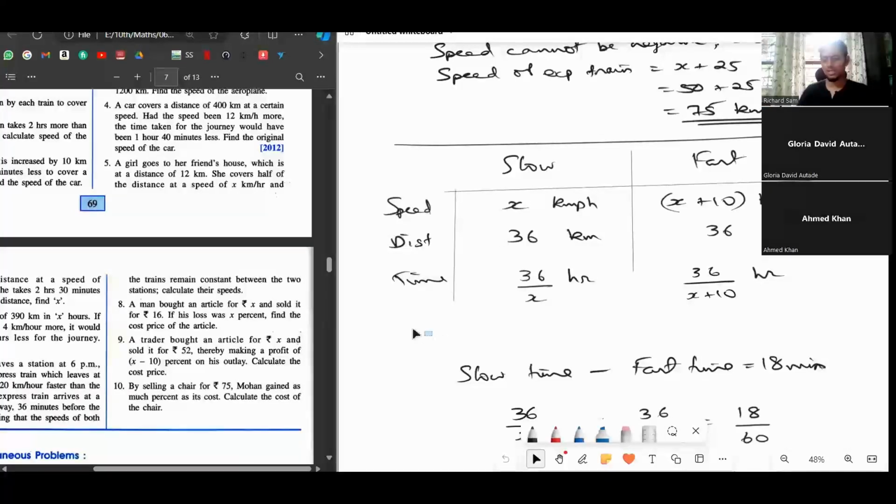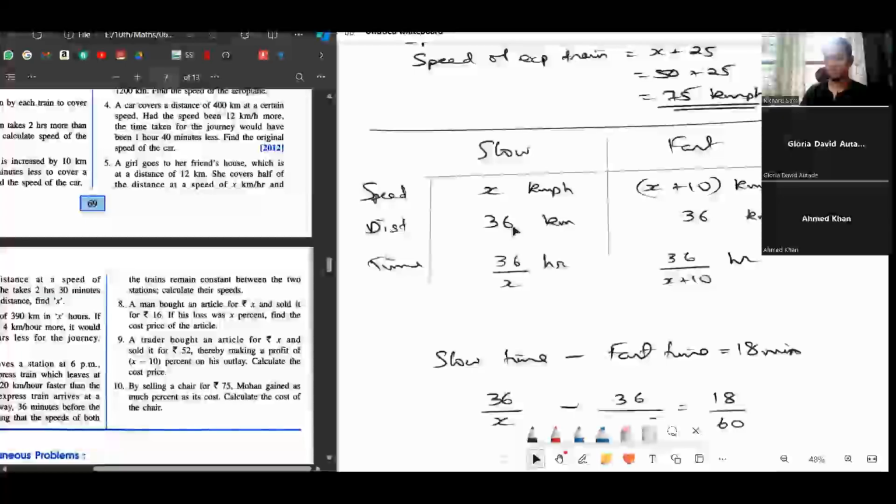So what we saw yesterday in math is the speed, time, and distance formula. We always take the speed in terms of x. You'll have two speeds, a fast speed and a slow speed. So one of them you'll take as x, the other one you'll take as x plus whatever the difference in speed is. Then distance will always be given, and that will be a constant value. Whether it's slow or fast, you have the same distance, right? Covering the same distance.